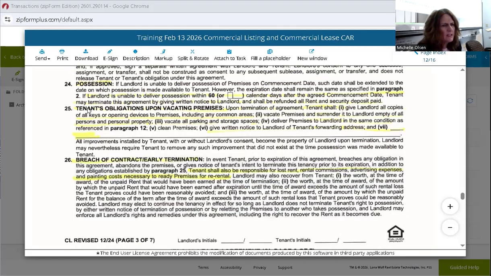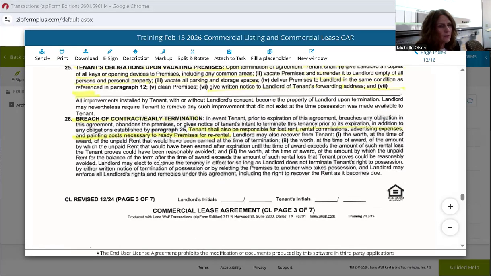So 25 is the tenant's obligation upon vacating the premises, you know, give all the keys, vacate the premises and surrender to the lessor empty of persons and personal property and things of that nature. And then give written notice to the landlord of tenant's forwarding address. So when they write this agreement, if they have a forwarding address that is a stable address for them, make sure you're filling that in. If not, make sure that they send an email to the lessor of their forwarding address.